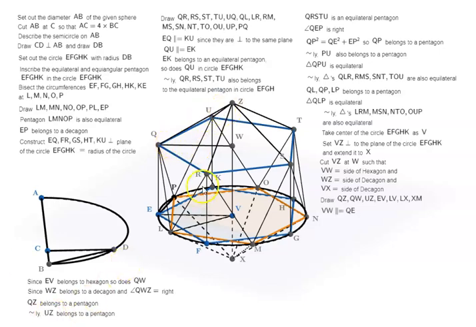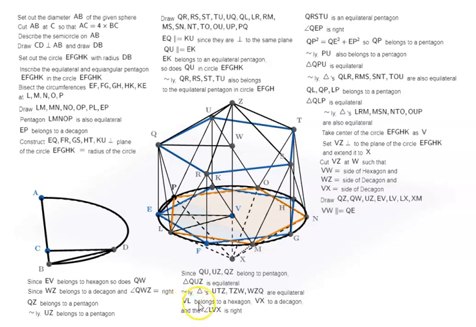Similarly, we can show that UZ belongs to the pentagon. Since QU, UZ and QZ all belong to the pentagon, that means triangle QUZ is equilateral. Similarly, we can show that triangles UTZ, TZS and SZK are all equilateral. I know it's a little bit difficult to figure out this.